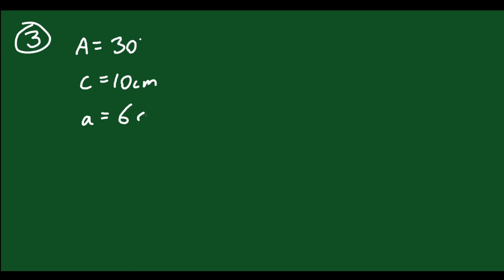Let's look at example 3. So example 3 says we have an angle of 30 degrees, we have a C of 10 centimeters, and we have an A value of 6 centimeters. So again, we want to sketch this out. We don't know if it quite closes or not, so I'm just going to leave it like that for now. This is 30 degrees, this is 10, this is 6.